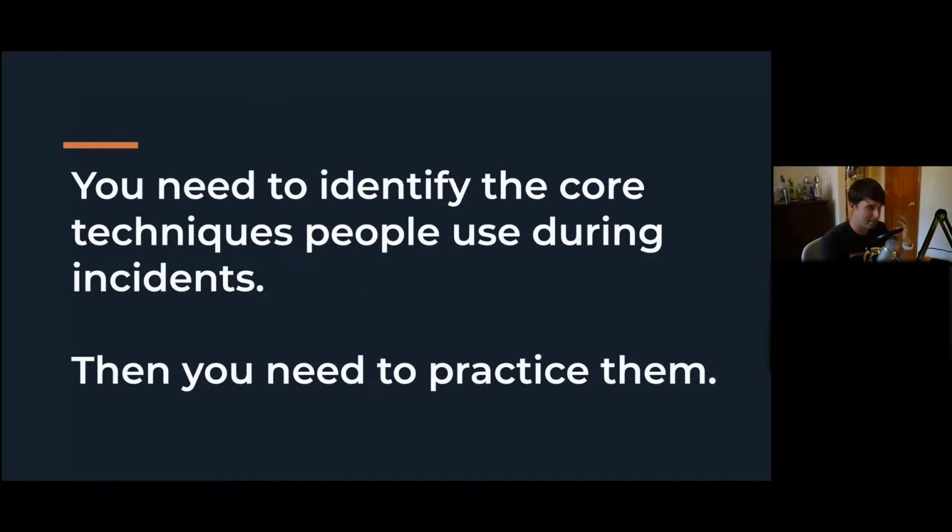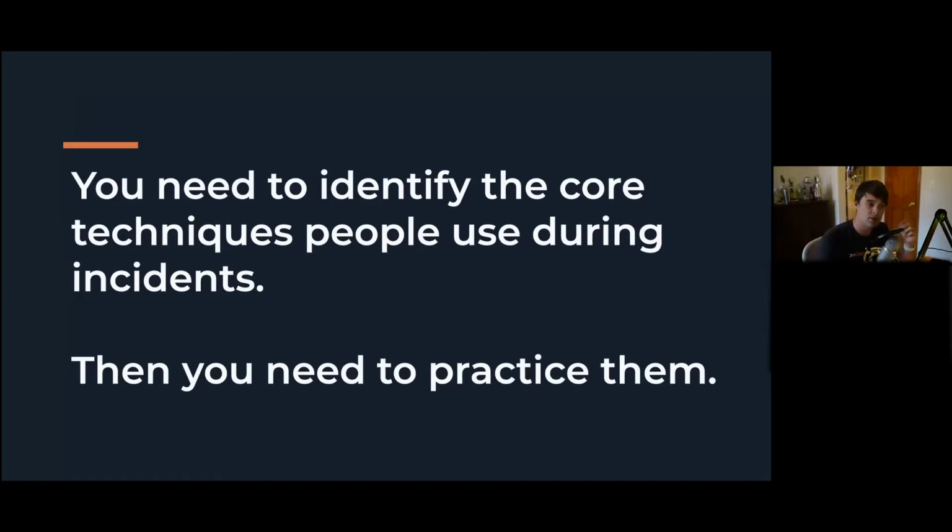So with that, you need to identify the core techniques people use during incidents. And you can do this through chaos engineering principles, right? Break your system and watch people fix it. It's not typical chaos engineering. We think of it as we break the system, and then we just try to see the adverse effects of the system breaking. But we rarely use the same technique to test process.